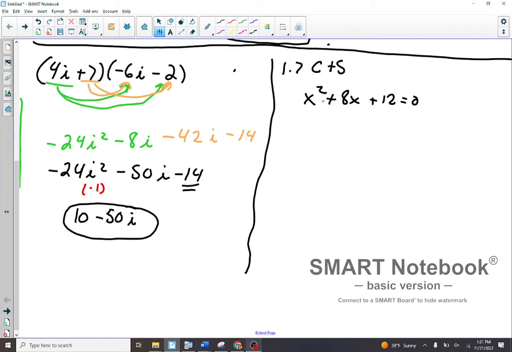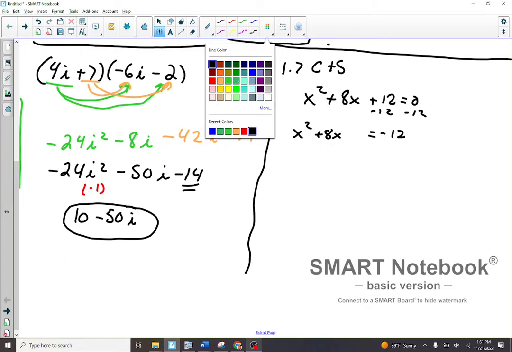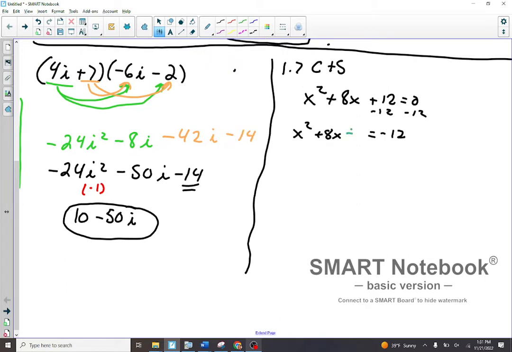So, x squared plus 8x plus 12 equals 0. Our first step is to make sure our x's are by themselves. So I'm going to subtract 12 on both sides. So x squared plus 8x, I'm going to leave a gap there on purpose, equals negative 12. From there, I need to do a plus c on both sides. That plus c is a very specific value.